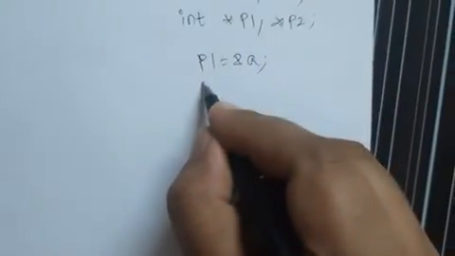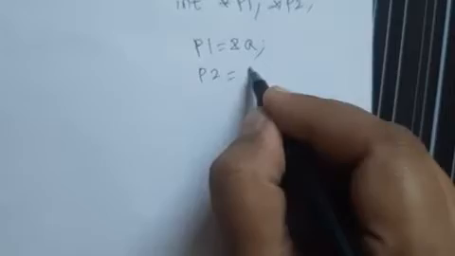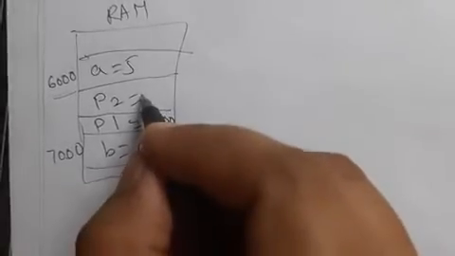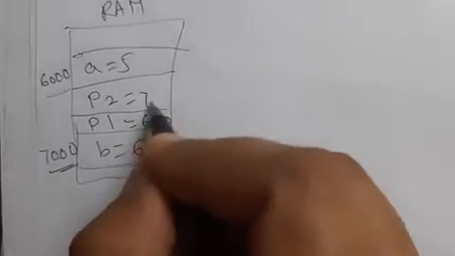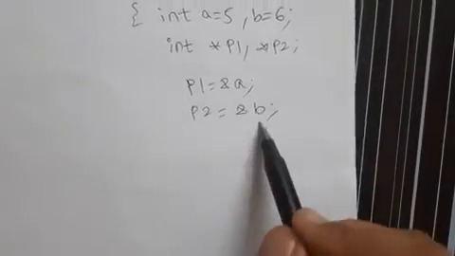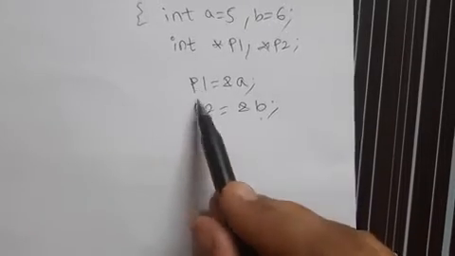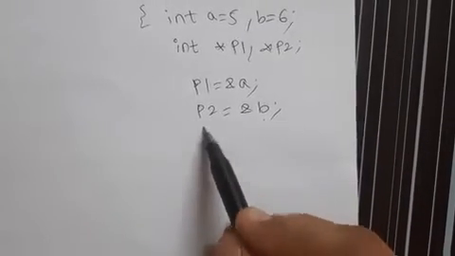Okay. Let us take P2 which stores B's address. B's address is 7000. Okay. So two pointer variables which are having two addresses, 6000 and 7000. So what can you do with these addresses?